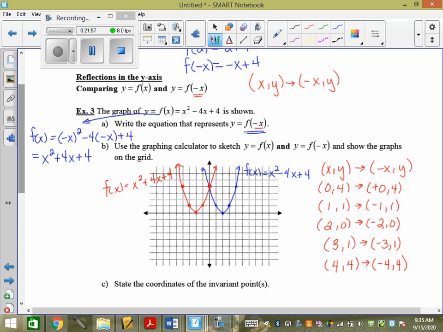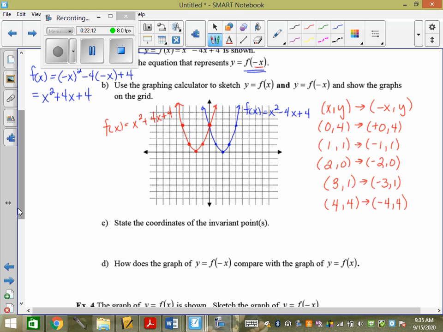Could I do this without mapping? Yes, because it's only one negative, right? But what if I have transformations and reflections and some stretching in there? State the coordinates of the invariant point. It's at 0, 4. And what's actually 0 is the x, which makes sense, because we negated 0, it stays 0.